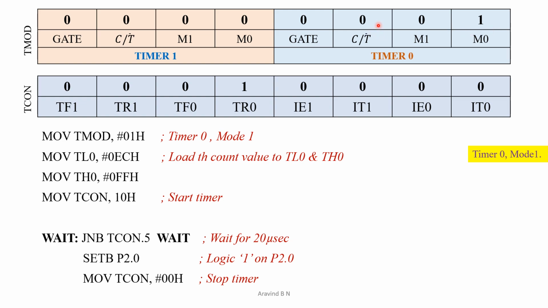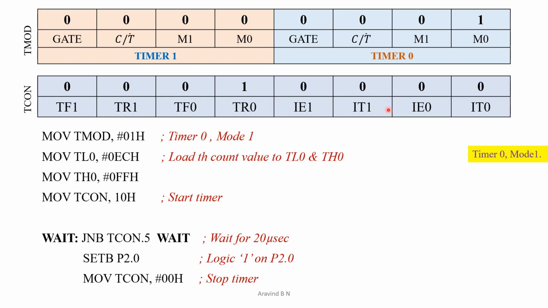Then the next thing is C/T bar, counter bar timer. If it is set equal to 0, it is going to act like a timer. Therefore we are going to make it equal to 0. Gate must be set to 0 for a regular count operation, for regular delay creation. So this is the configuration of the TMOD register. The value, if we observe, in hexadecimal is 01H.